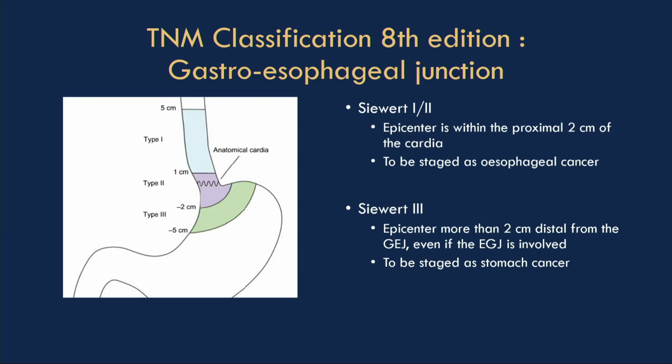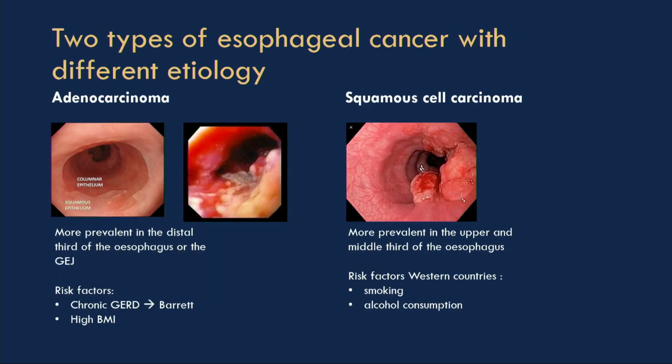What is a Siewert 3 adenocarcinoma? It is a tumor where the epicenter is more than 2 centimeters distal from the GI junction, even if the GI junction is involved. So there are 2 types of esophageal cancer with different etiologies.